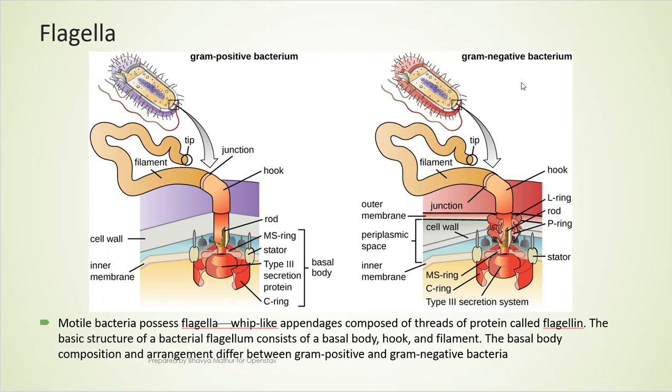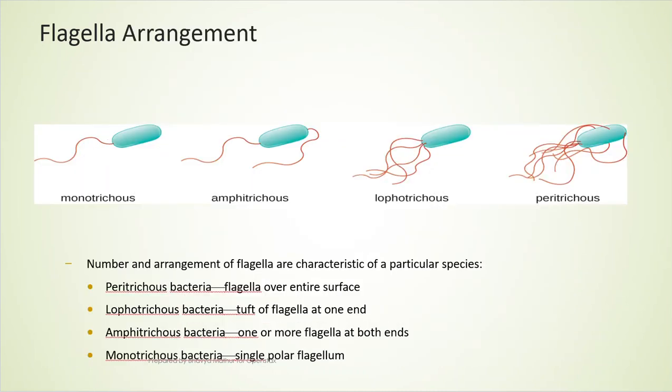Seeing a gram-positive and a gram-negative. In any case, these things are anchored on that inner membrane and go through the wall. These guys are going to spin around like a boat propeller, and by doing that, it's going to move them just like a propeller moves a boat. You see that's a little bit different in the gram-negative, but for our purposes, that's good.